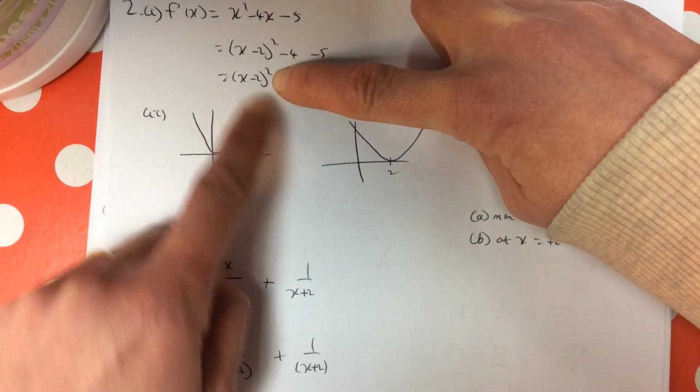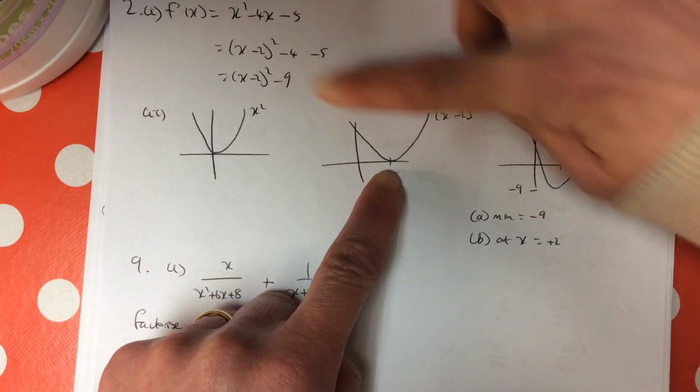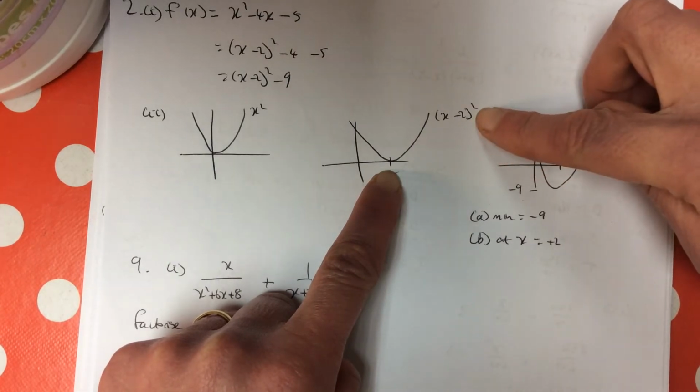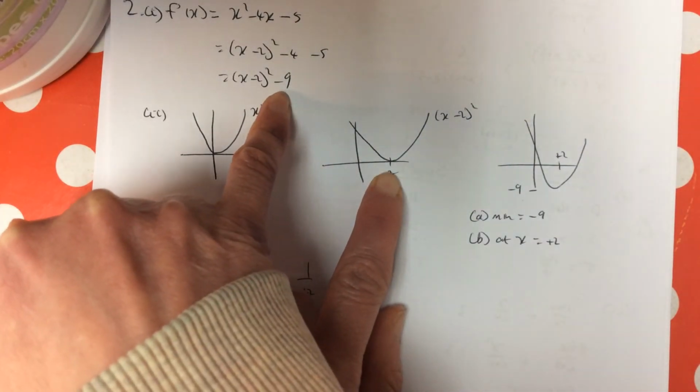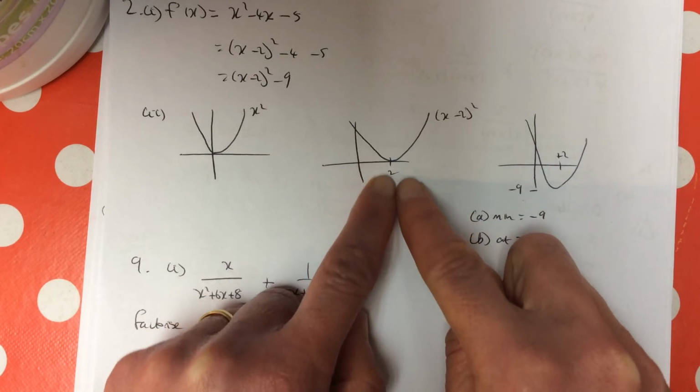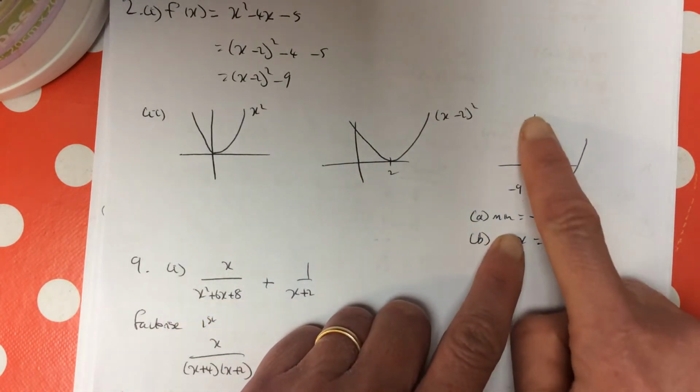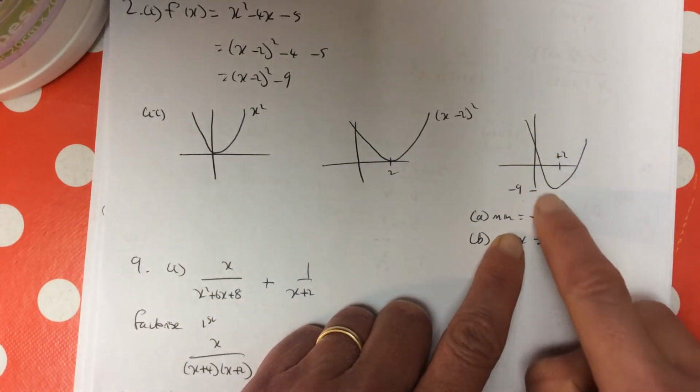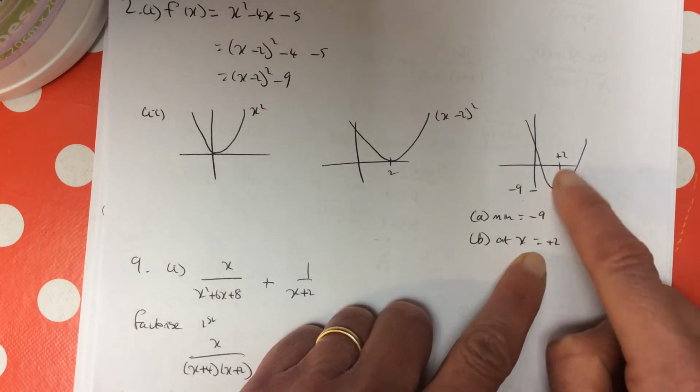So I'm going to move this forward 2. Okay, so that is (x minus 2) squared. I now have to drop the graph down 9. So you're dropping this down 9. So the lowest value, the minimum value this is, it goes down to minus 9. And that happens when x is 2.